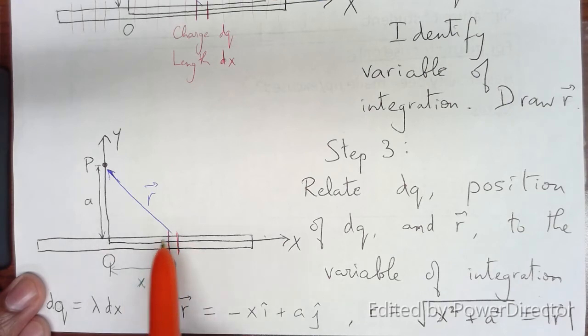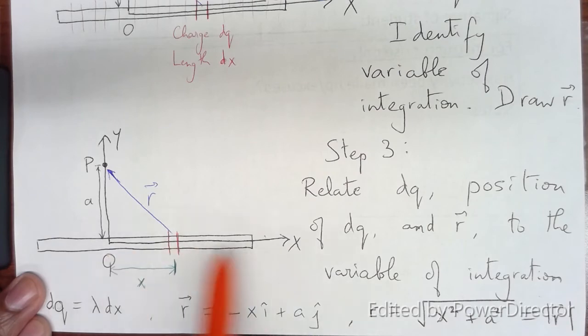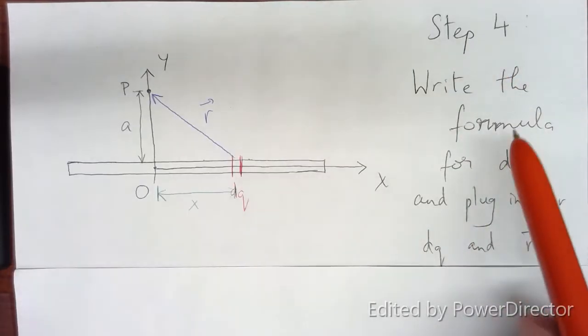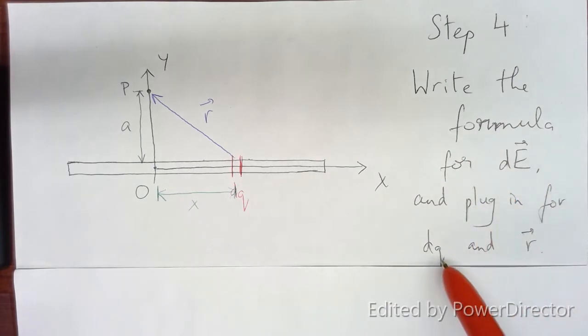Right? So again, as our dq varies, we can see that x is going to vary, and so that's how we picked out x as our variable of integration. In step 4, we are going to write the formula for dE and plug in for dq and r.